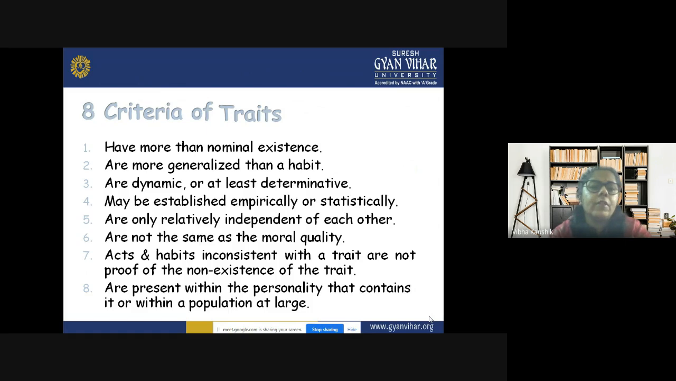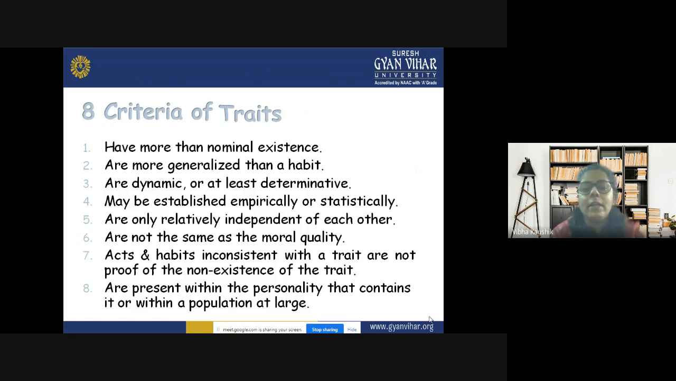Eight criteria of traits. The first one: traits have more than nominal existence. Second: they are more generalized than a habit, so we cannot just call them a habit. They are dynamic, ever changing, or at least determinative. They may be established empirically or statistically. They are only relatively independent of each other. And they are not the same as moral qualities.